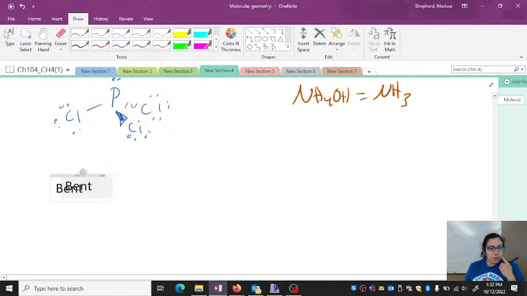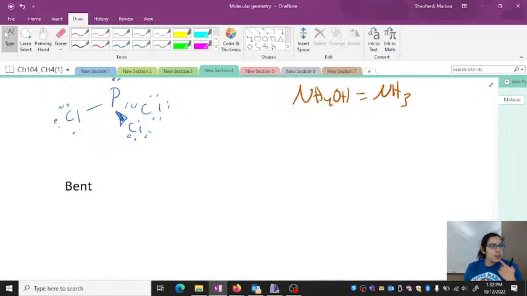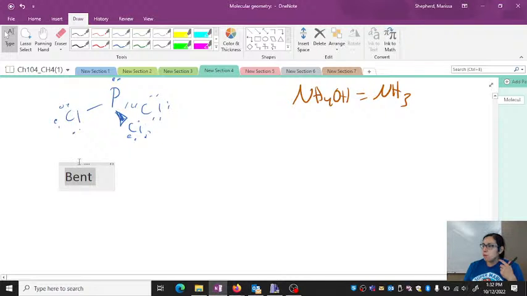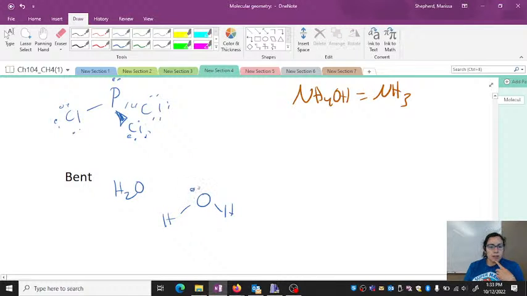And then the last geometry that you guys need to know is bent. And so can anyone think of the classic example for bent? Would it be H2O? H2O. So good old water, our little Mickey Mouse molecule. And so bent is also a derivative of tetrahedral. So now we've taken off 2 bonding pairs, and we have now instead 2 lone pairs, and then of course still 2 bonding pairs left. So 2 bonding pairs, 2 lone pairs.